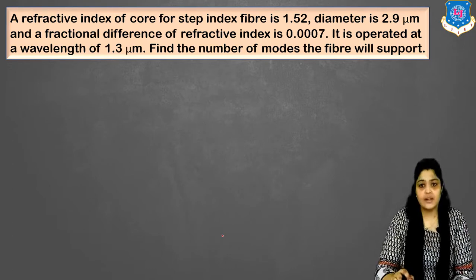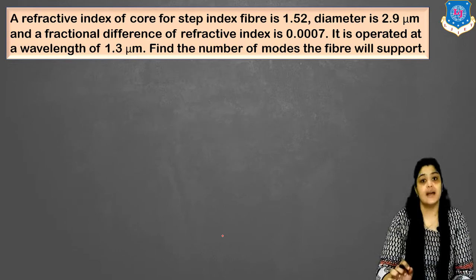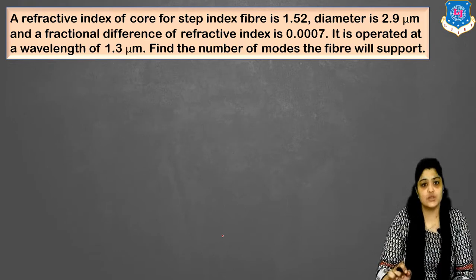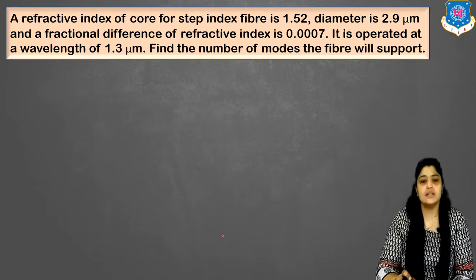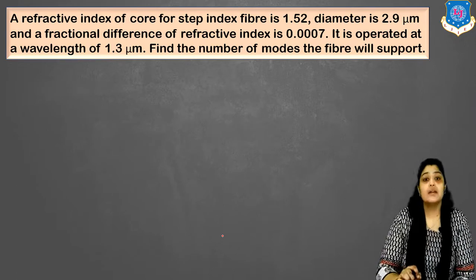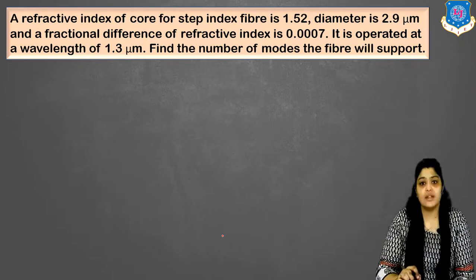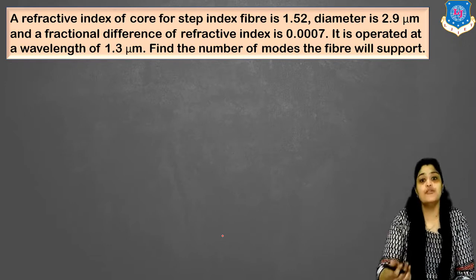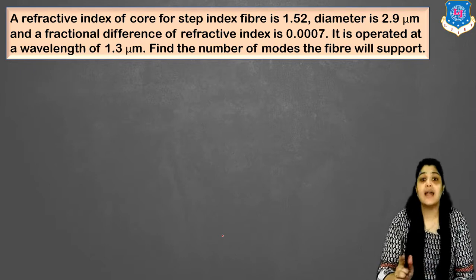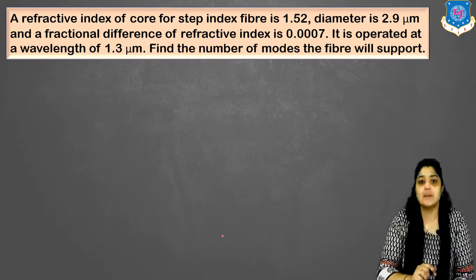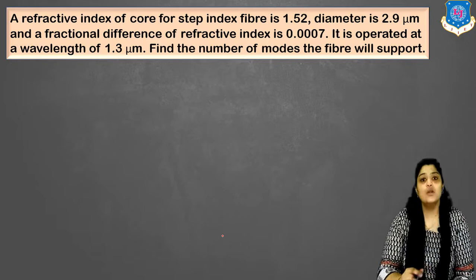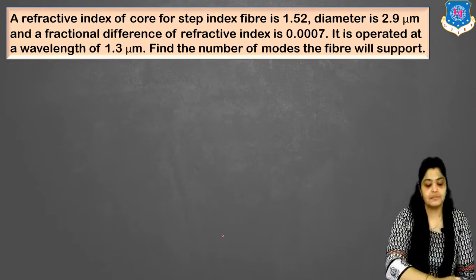Now, you are given the refractive index of core. You are also given the diameter of this core as 2.9 micrometers. Then you have been given the fractional refractive index. Now, what do you mean by fractional refractive index? Delta is equal to N1 minus N2 upon N1. The wavelength at which the light through the fiber will operate is also given. And you have to find how many modes this fiber will support. And we are given in the question that this fiber is a step index fiber, right? Now, how do we find out the number of modes?